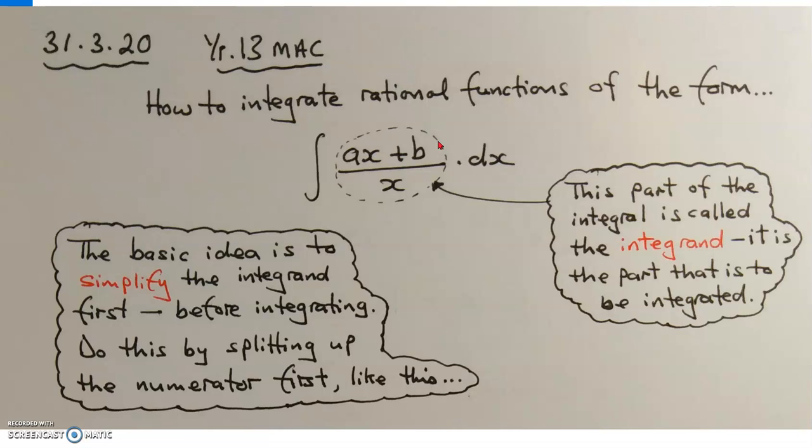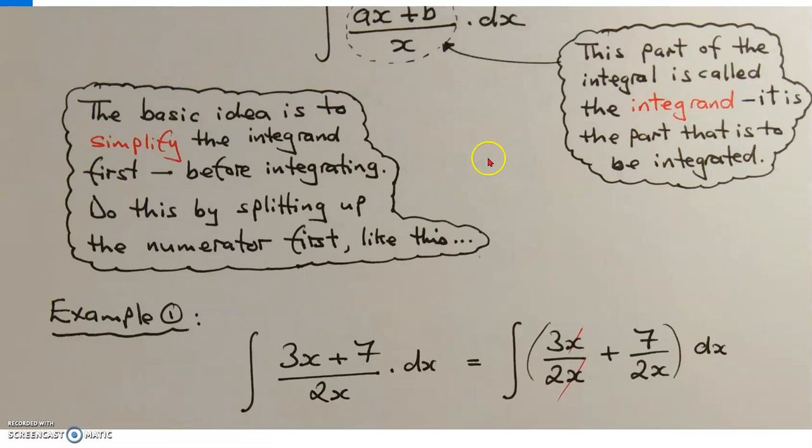Now, the basic idea with this is to simplify the integrand first before you integrate. And that really means to split up this numerator all with this same denominator, and then cancel what you can, and then integrate. Okay, so let's see with an example.